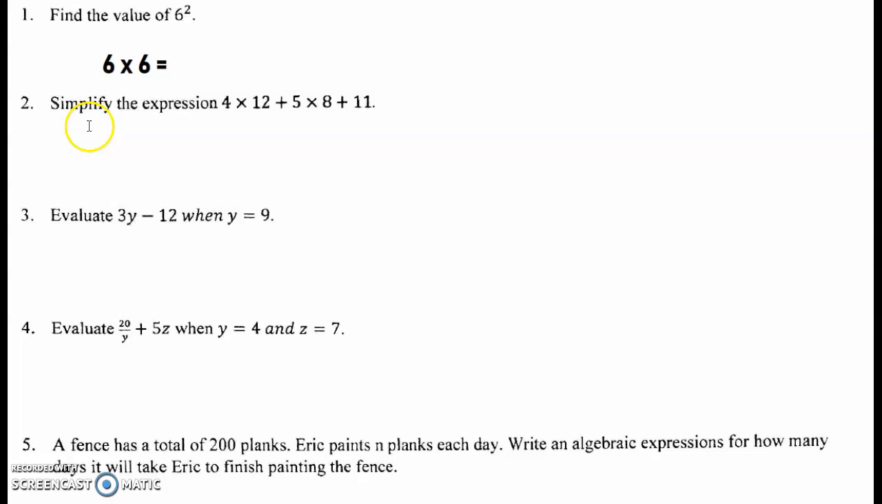All right, on number 2, it says simplify the expression 4 times 12 plus 5 times 8 plus 11. On this one, you really need to remember PEMDAS, right? I would actually write this at the very top of my quiz tomorrow if I was you guys, so you don't forget it, because a few questions deal with this. PEMDAS means parentheses first, then exponents, then multiplication or division, whichever shows up first.